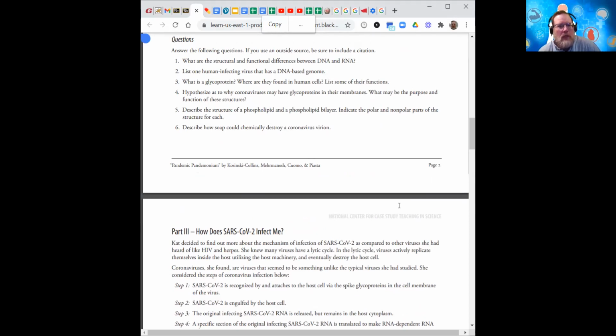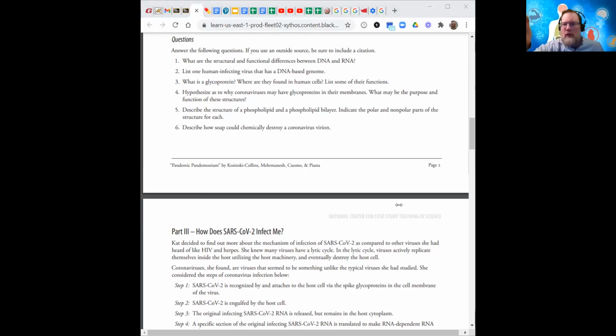Let's see. And what's the purpose? Again, to survive. The virus is on the verge of survival, and it needs to attach to and connect with your cells. So these glycoproteins are going to aid in connecting with the host cells. All right. So let's see, what else do we have?